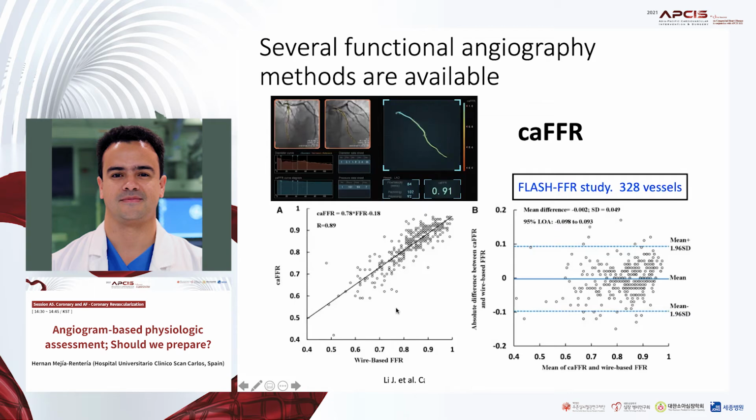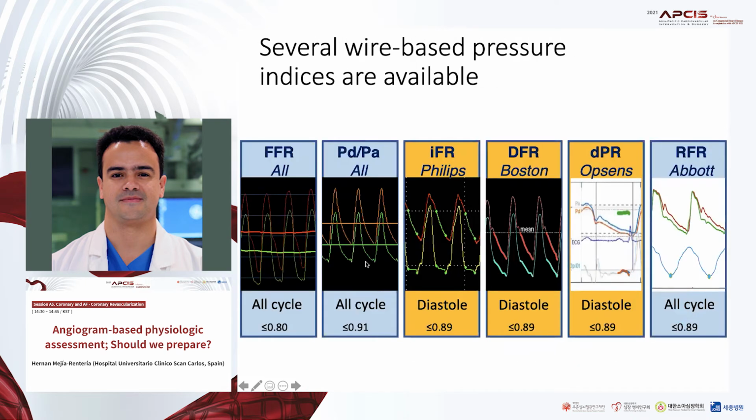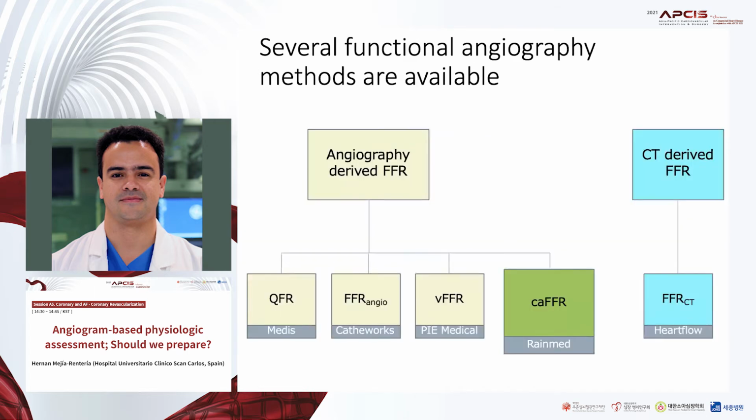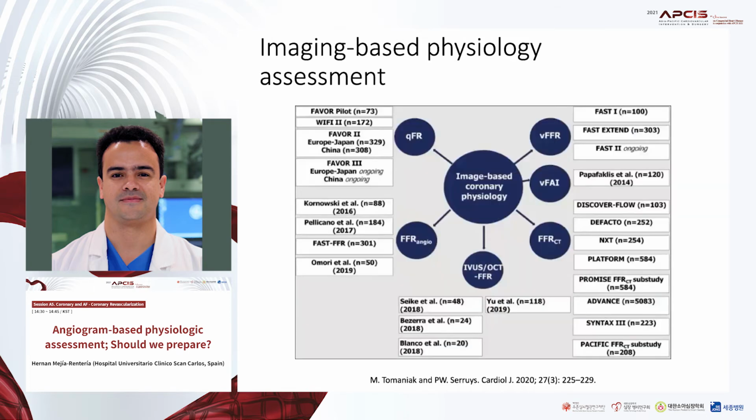So, in the same manner that we currently have several wire-based pressure indices, one from each company in the case of the resting indices, each of them with small differences in the calculation of the index, the same occurs with the functional coronary angiography techniques. Currently, we have at least 5 different methods, each one from a different company. Each of them applies different principles, but at the end, all of them provide a single pressure index, and all of them have demonstrated a good agreement with the wire-based FFR.